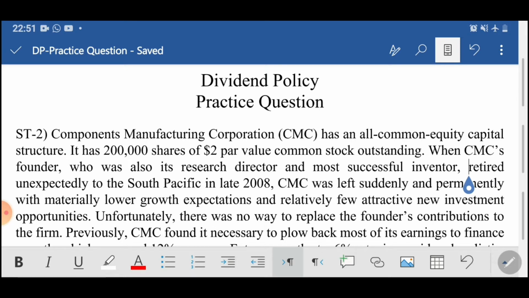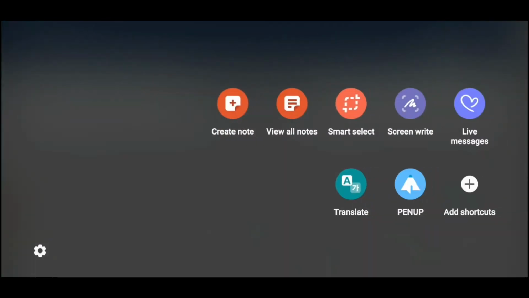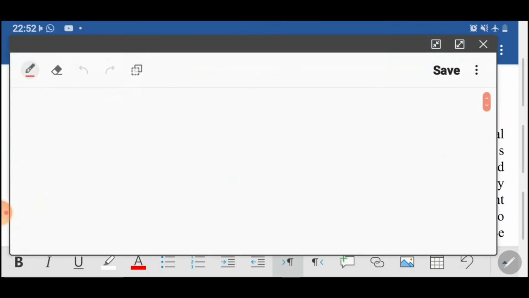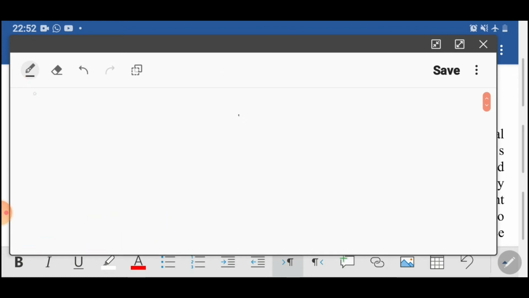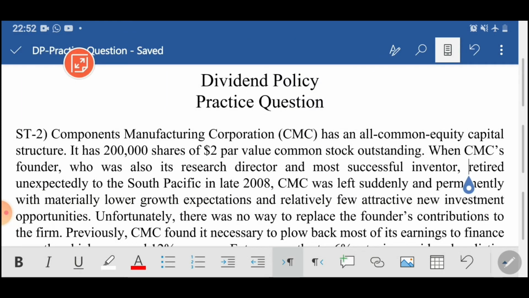So Components Manufacturing Corporation has an all common equity capital structure. So let's jot down some points. Number one is that their capital structure is all common equity, which means they do not have any debt and they do not have any preferred stock. All the financing is happening through common equity only. This is the capital structure of the business.